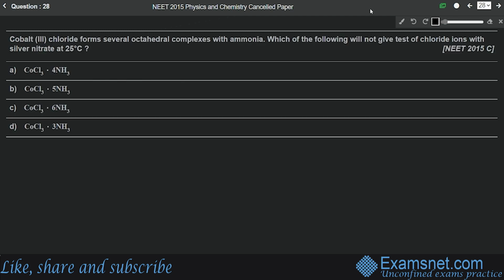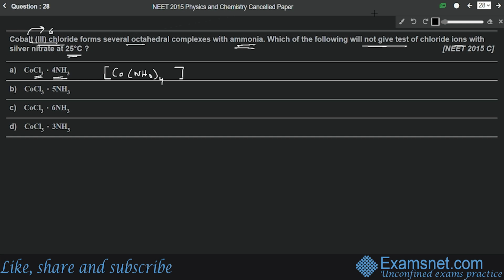Question number 28 is from the chapter Coordination Compounds. The question is: cobalt(III) chloride forms several octahedral complexes with ammonia. Which of the following will not give the test of chloride ions with silver nitrate at 25 degrees Celsius? Let's see what complexes will be formed in each case. We know that the normal coordination number of cobalt is 6. That means within the coordination sphere, 6 molecules can be present with cobalt. So this is cobalt. 4 ammonia are there and 3 chlorines are there, but a maximum of 6 can be present inside the coordination sphere. So 4 ammonia will be there.